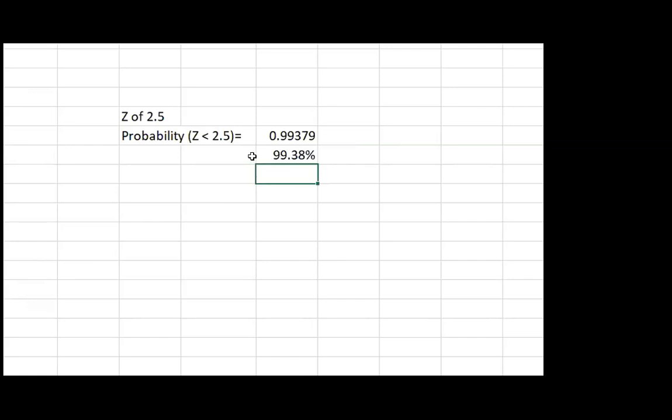So this is the answer to this question: what is the probability that they make less than $12,500?